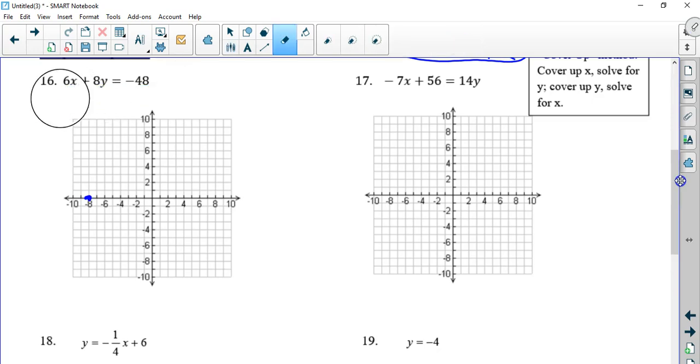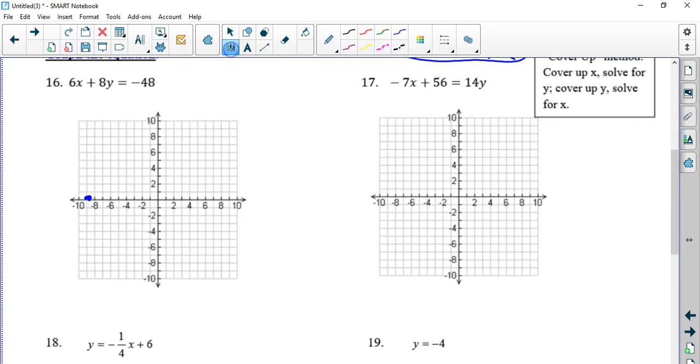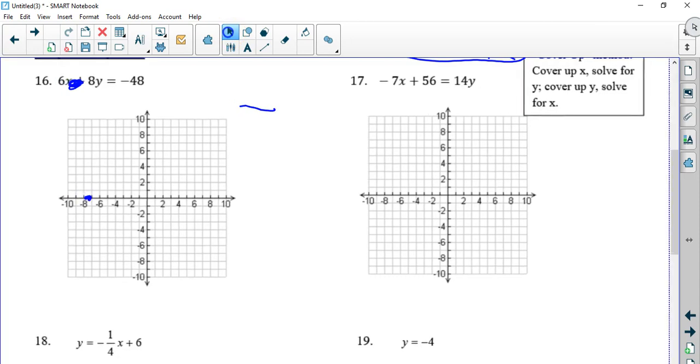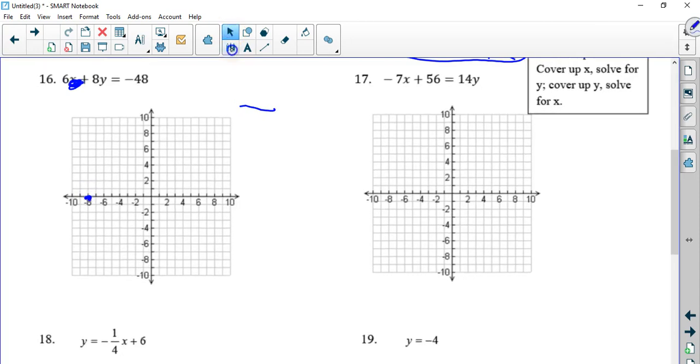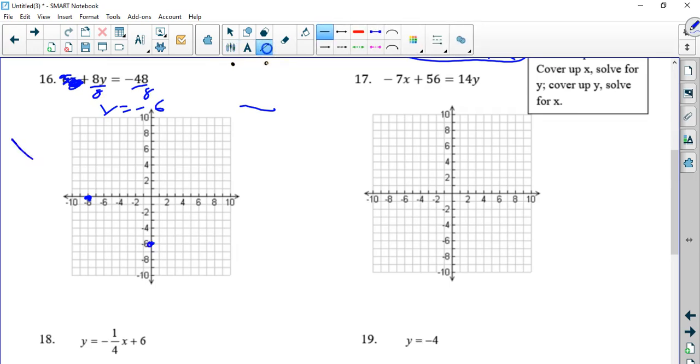If you instead cover up the x, you have to divide by 8, which gives you y equals negative 6. Where's the y-axis of negative 6? Right there. And then you just draw your line. That's one way to do it.